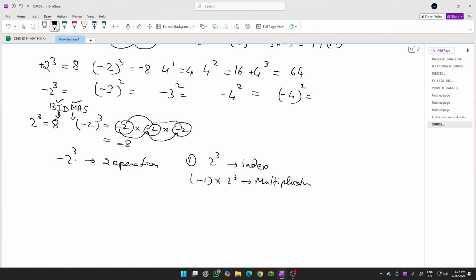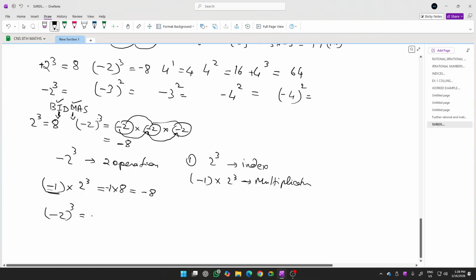So minus 2 raised to 3, if you write it properly, is minus 1 multiplied by 2 raised to 3. There are two operations: the index operation, and the multiplication between these two. In this case, first you do the index, so 2 raised to 3 is 8. Then you do multiplication: this has to be multiplied by minus 1, isn't it? So the second operation gives minus 8. So whether it is minus 2 raised to 3, the answer will be minus 8.